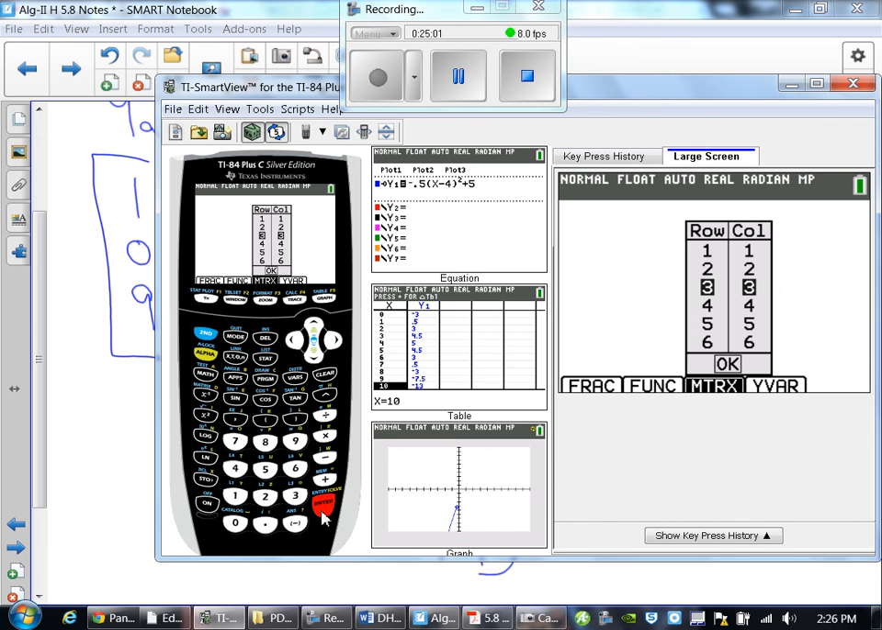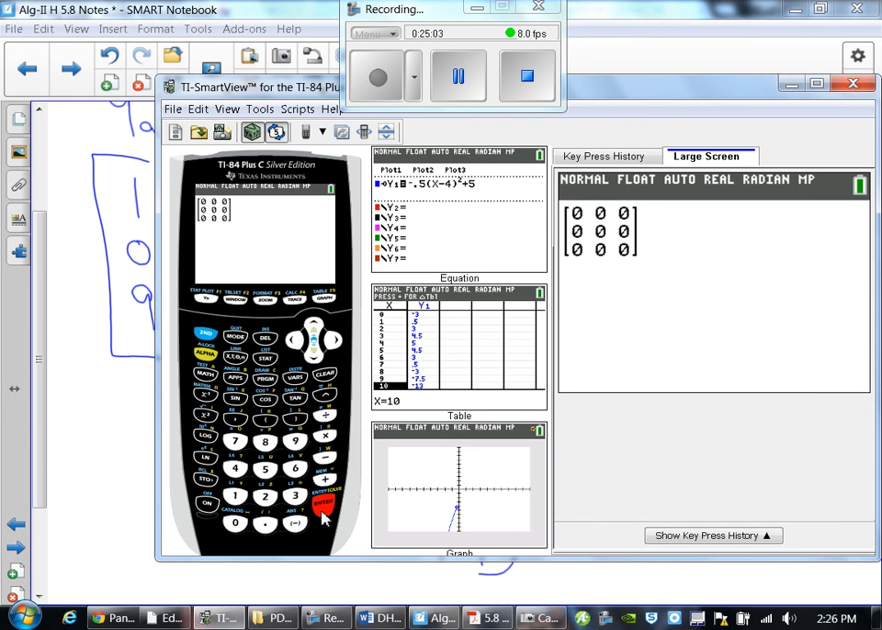Now, some of you guys have the older operating system. It looks very similar. You want 3 by 3, 3 rows, 3 columns. Holy cow. Okay.